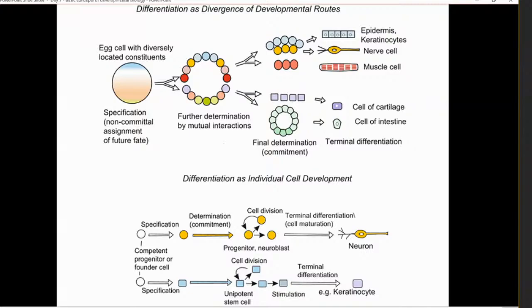After the terminal differentiation, neuronal cells are formed. These are all very important things. This individual cell development happens with the unipotent stem cell. A very important term, a very repeatedly asked question: individual cell development happens with the unipotent cell. Unipotent cell means it only produces particular cells alone.